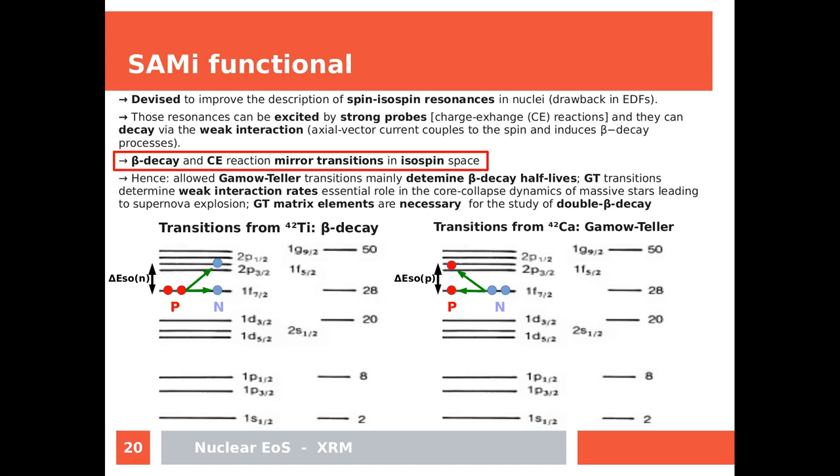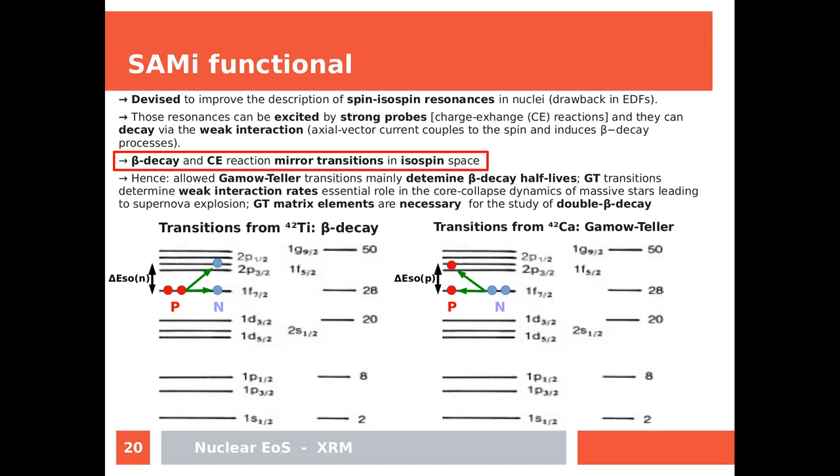So by studying with a charge probe, with a strong probe, by doing charge exchange reactions, by studying the structure of nuclei, you will learn also about beta decay. Why? In the right-hand side figure, I'm showing you two transitions in titanium 42, which are exactly the mirror transitions that you find in the Gamow-Teller spectrum. So this is telling you, for example, that allowed Gamow-Teller transitions will mainly determine beta decay half-lives. And this, for example, has a clear importance also in the astrophysical context.